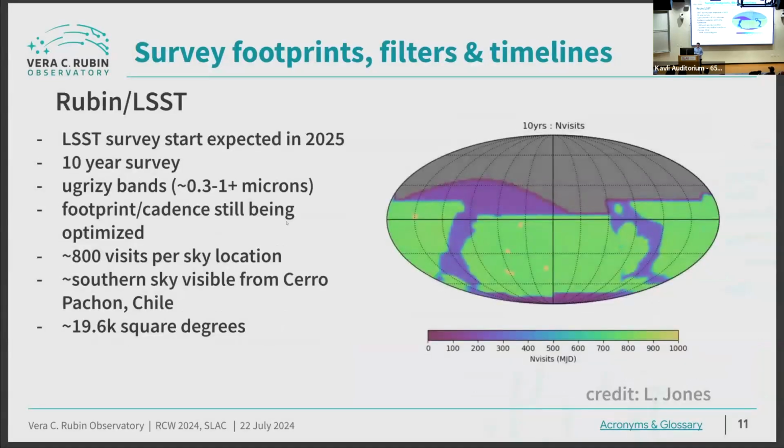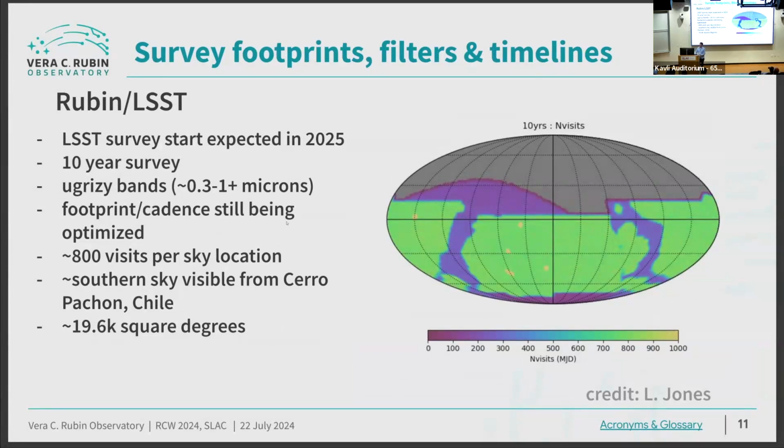Okay, so this is the Rubin Community Workshop, so now onto Rubin and LSST. We're expecting the LSST survey to start in, let's say, mid-2025. I'll show a little bit more detail on that in the next slide. It's anticipated to be a 10-year survey, so 2025 to 2035. 6 bands, ugrizy, covering 0.3 to 1 plus microns. The footprint and cadence are still being finalized and optimized.